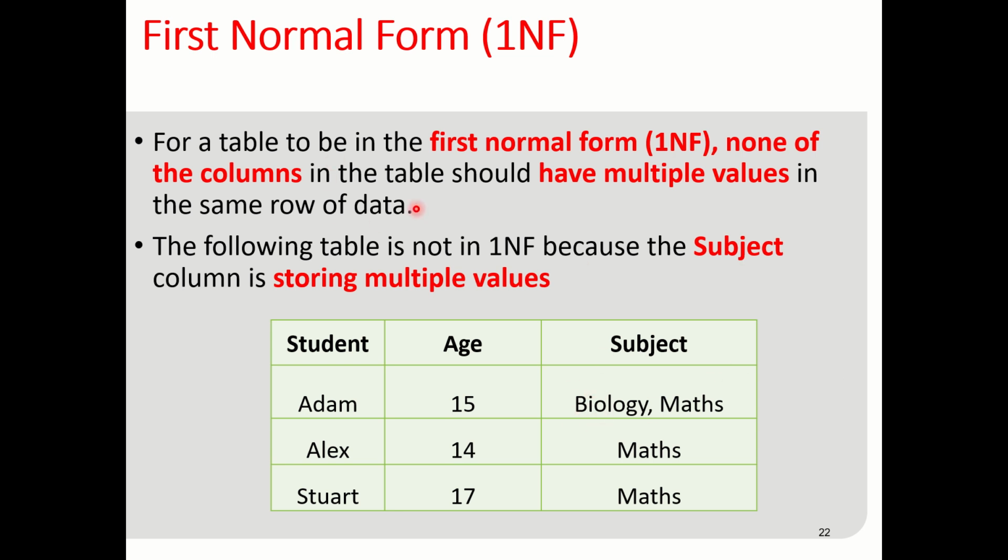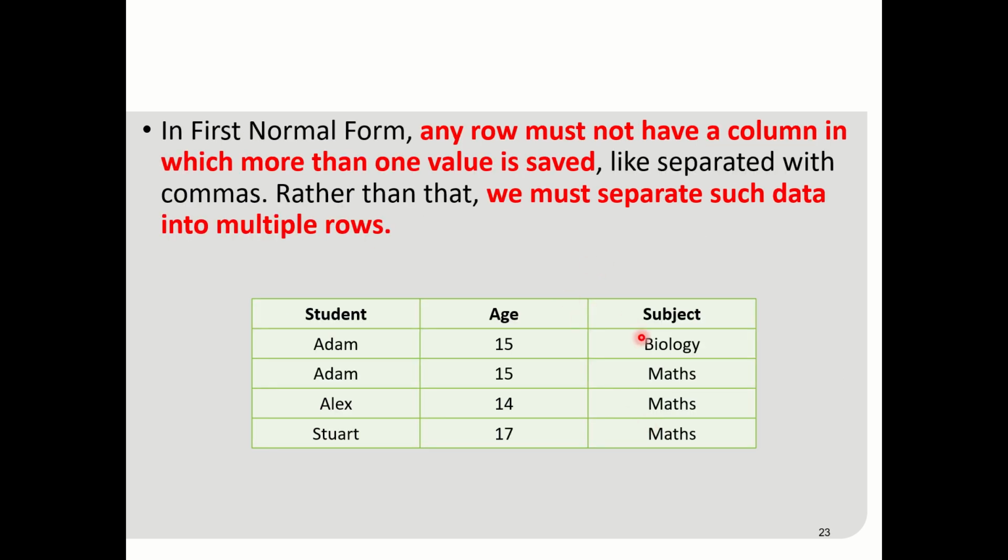Now, coming back to what we do in first normal form: none of the columns, whether student, age, or subject, should have multiple values in the same row. So it's not possible. If you have multi-valued attributes, you need to split the table, split the relation or entity, into a table which does not have multiple values. So what could we do?